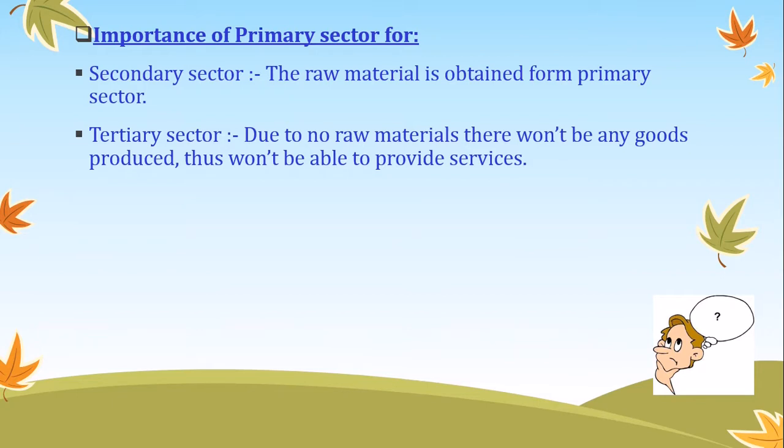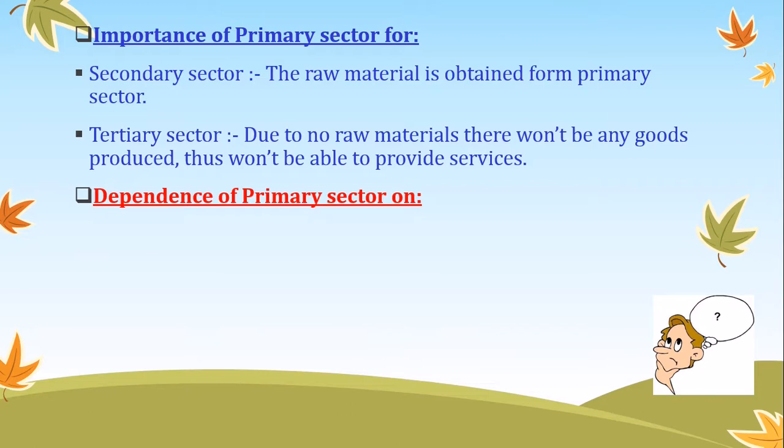Now, importance of primary sector for tertiary sector. Since there will be no raw materials, there will be no goods produced, and thus there will be no need for services, and we will also not be able to provide these services. That is why primary sector is important for both secondary and tertiary sector.